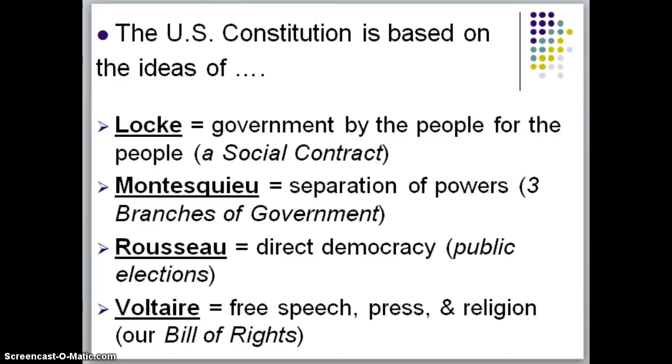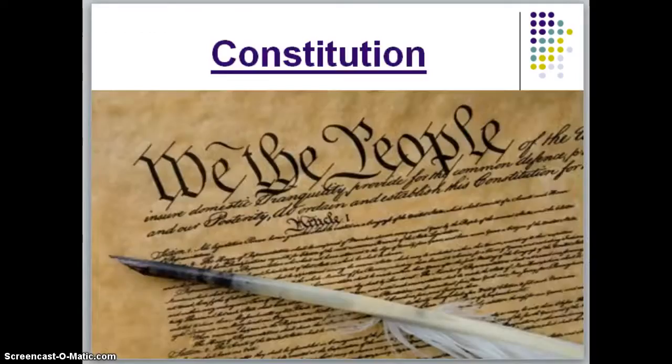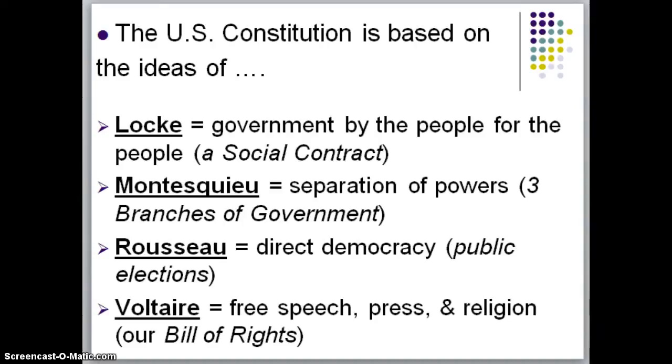I actually advanced a little too fast there. Here we're going to talk about our Constitution. The U.S. Constitution is going to be based upon the ideas of our Enlightenment thinkers. We're going to have Locke, a government by the people for the people. Montesquieu and his separation of powers into 3 branches of government. Rousseau and his direct democracy and holding public elections. And Voltaire allowing freedom of speech, press, and religion.